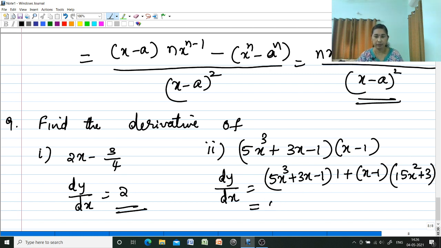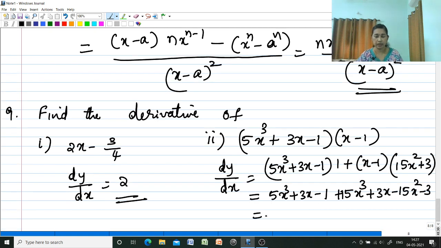So expanding 5x cube plus 3x minus 1, then here plus 15x cube plus 3x minus 15x square minus 3, which is equal to, all the x cube terms we can add, 5x cube and 15x cube, that is 20x cube, plus 3x is plus 6x, and the x square term minus 15x square, and the remaining minus 1 minus 3 is minus 4.